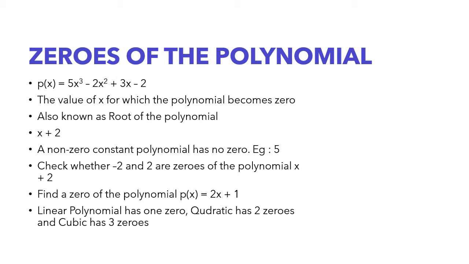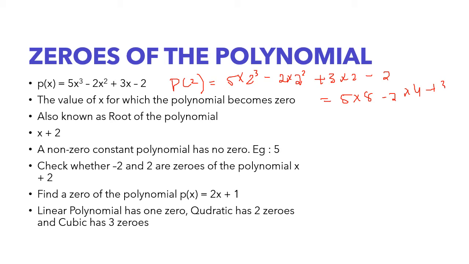So let's start with this new topic, zeros of the polynomial. I am going to explain it with the help of an example. P of x is equal to 5x cubed minus 2x square plus 3x minus 2. So we know how to find P of 2. P of 2 will be equal to 5 into 2 cube, minus 2 into 2 square plus 3 into 2 minus 2. When you calculate it, you would be getting 5 into 8 minus 2 into 4 plus 3 into 2, which is 6, minus 2. So you would be getting the value of 36.